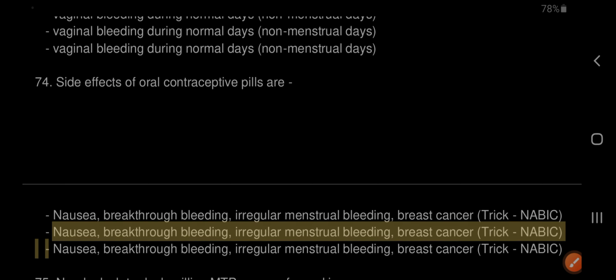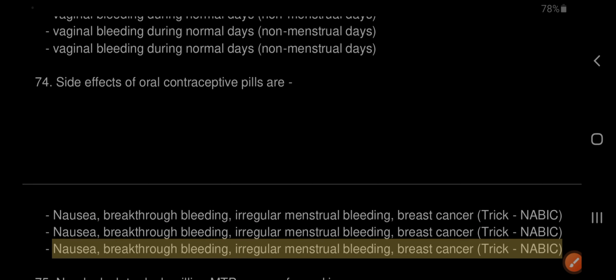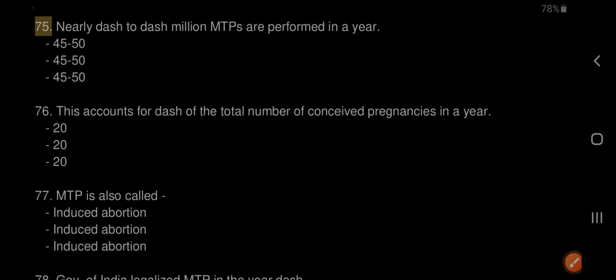75. Nearly 45 to 50 million MTPs are performed in a year. 76. This accounts for 20 percent of the total number of conceived pregnancies in a year.